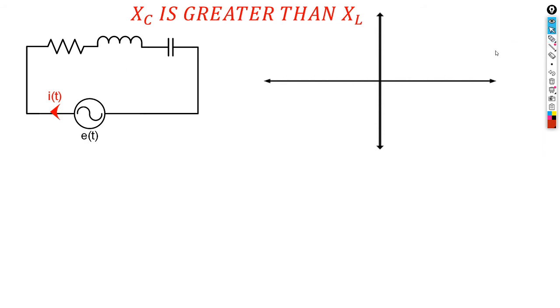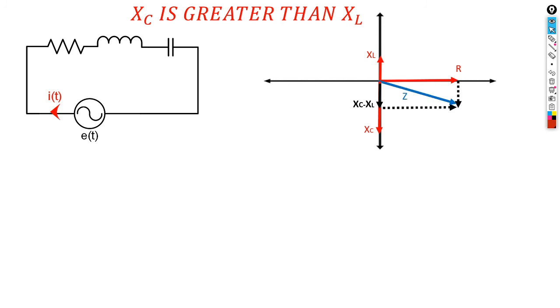We have a pure resistance at the angle of 0, a pure capacitor always at the angle of -90, a pure inductor at the angle of 90. When you project that vector, you're going to have this vector which is going to be XC minus XL, because the bigger one is the capacitance.